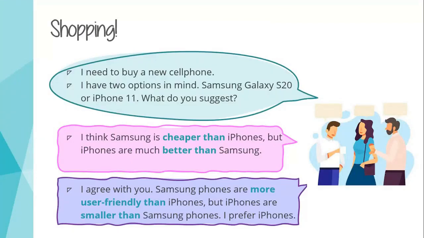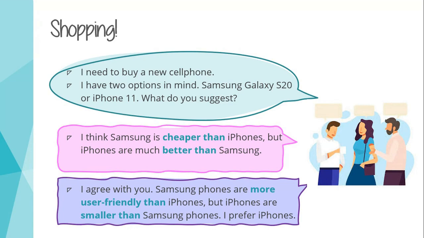So one of these people said, I need to buy a new cell phone. I have two options in mind, Samsung Galaxy S20 or iPhone 11. What do you suggest? And the other person responded, I think Samsung is cheaper than iPhones, but iPhones are much better than Samsung. And finally, the third person said, I agree with you. Samsung phones are more user-friendly than iPhones, but iPhones are smaller than Samsung phones.